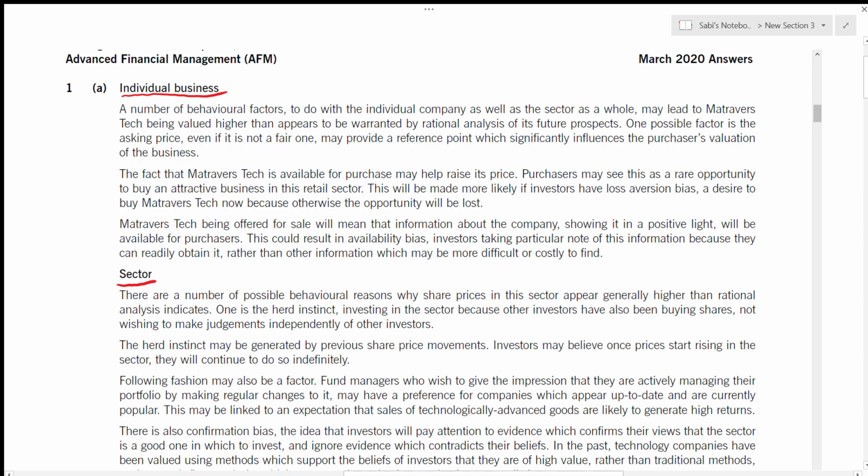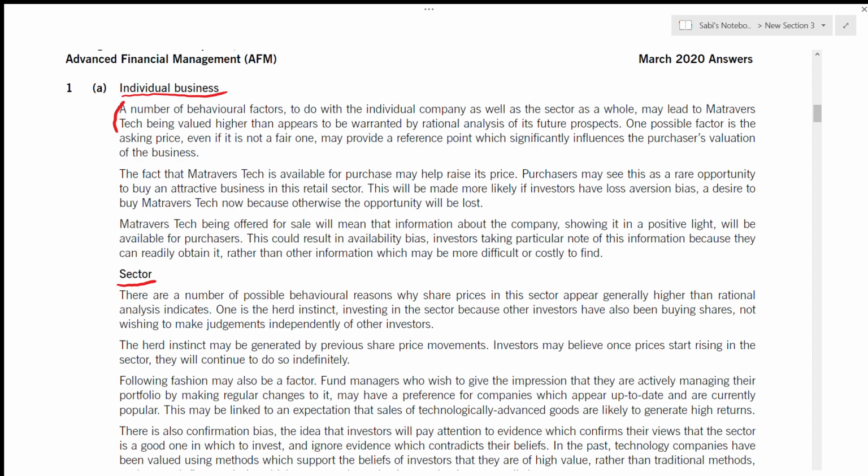A number of behavioral factors to do with the individual company, that means the Matt Rivers company only, as well as the sector as a whole, may lead to Matt Rivers' stock being valued higher than appears to be warranted by rational analysis of its future prospects. One possible factor, right? So if you see this first line itself, they have taken the requirement from the case study itself. They're saying that there are a number of factors why it is valued high. So that is the first line.